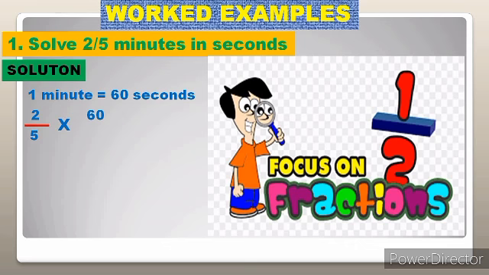What is the common factor of 5 and 60? It is 5. 5 cancel 5 gives you 1. 5 cancel 60 gives you 12. So we have what is remaining, 2 multiplied by 12, that is 2 times 12, which is 24. So we have 24 seconds in 2/5 minutes.